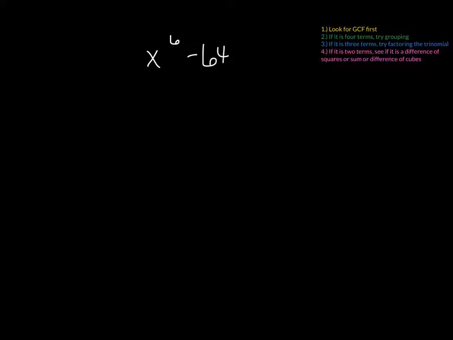Okay, for this example here, we do not have a greatest common factor, but these are both perfect squares. Now when you take the square root of an exponent, you cut the exponent in half. So 6 divided by 2 would be 3. So x cubed, square root of 64 is 8. So x cubed plus 8 and x cubed minus 8.